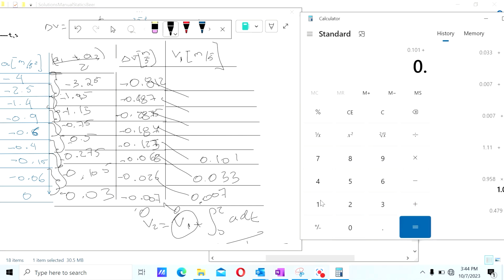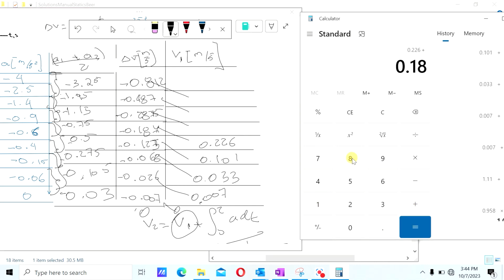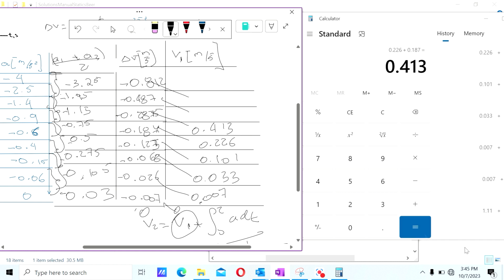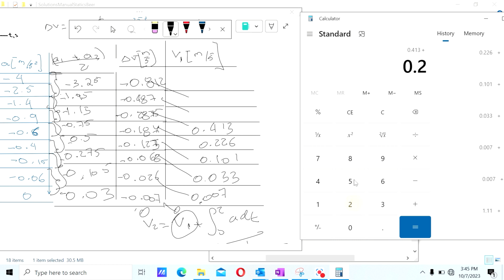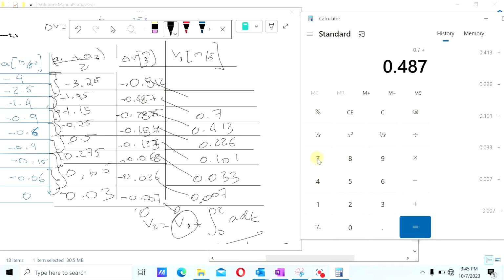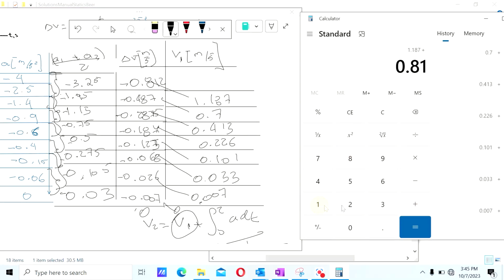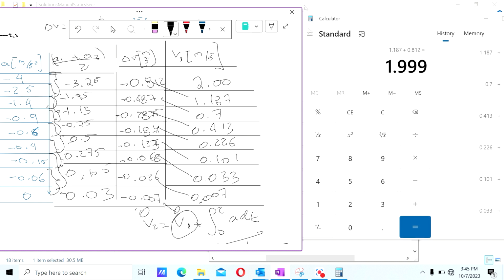Plus 0.125 equals 0.226, plus 0.187 equals 0.413, plus 0.2875 equals 0.7, plus 0.387 equals 1.187, plus 0.812 equals 0.999. Okay, so 2.